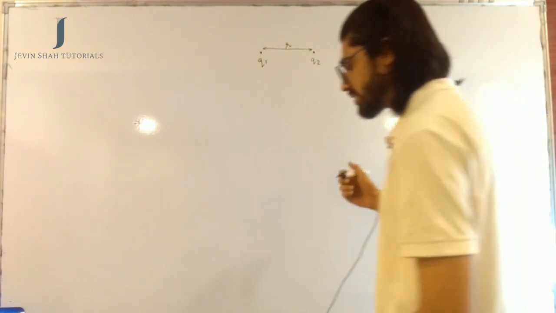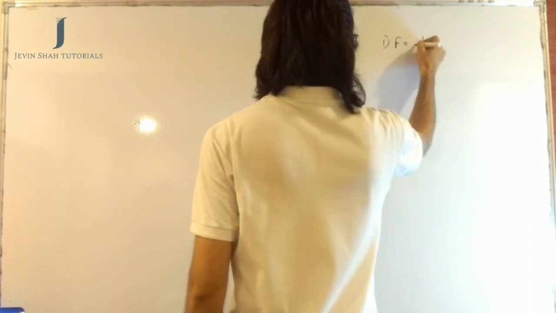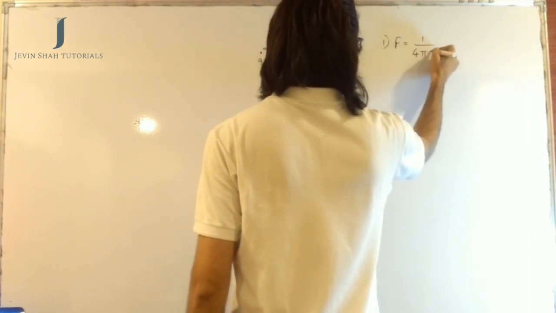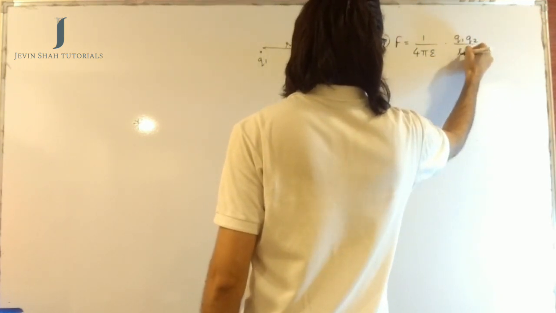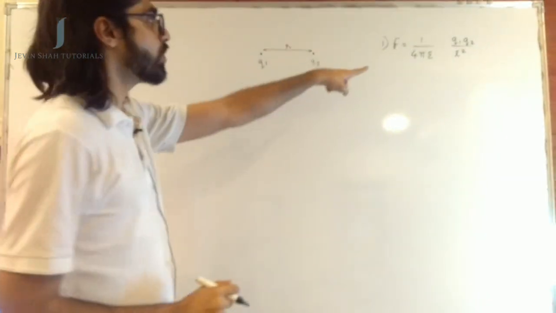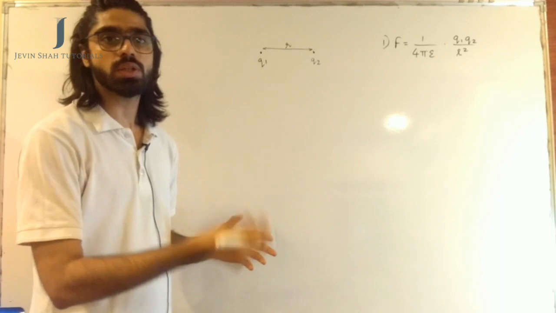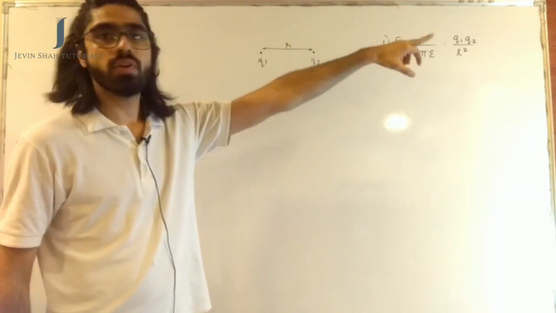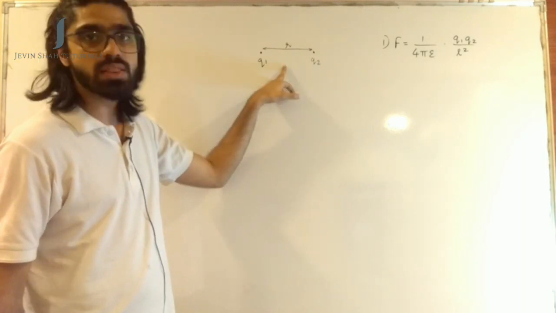That force between the two charges is given by the formula F is equal to 1 upon 4 pi epsilon into Q1 into Q2 divided by R square. So that's the first formula that you need to remember in this chapter. Now you need to understand what the terms in the formula indicate. Q1 and Q2 are simply the magnitudes of the two charges. R is the distance between them.